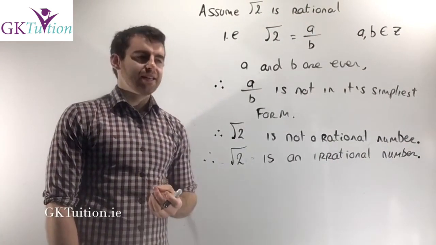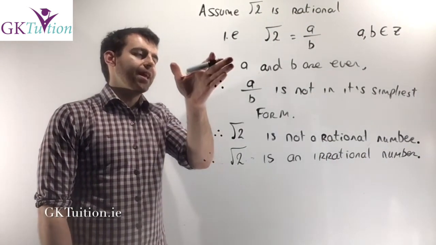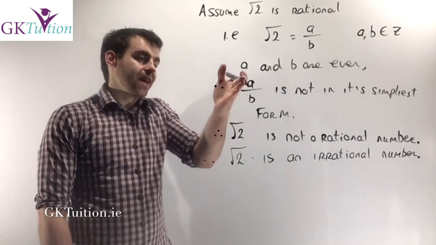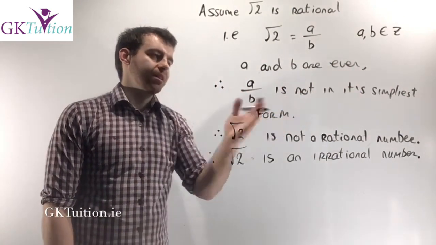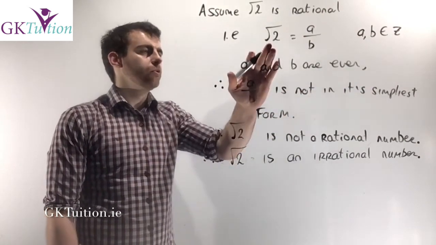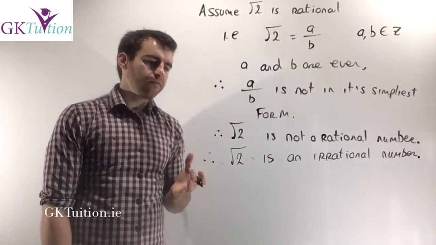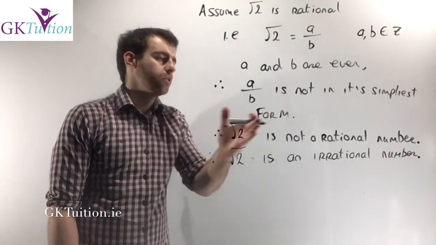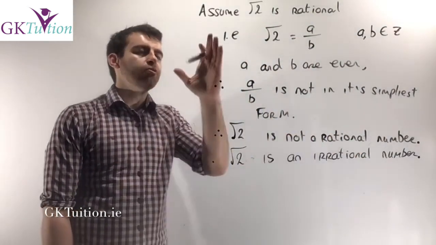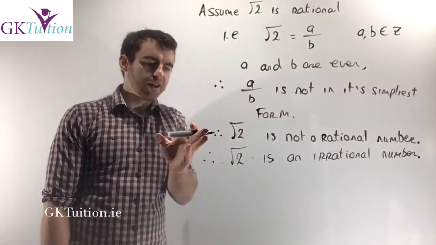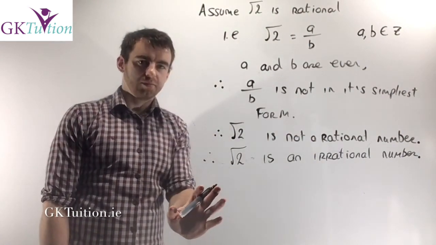So all the maths I did there has proved that a and b are even numbers. So that means that a over b is not in its simplest form. The square root of 2 can't be written as a fraction in its simplest form. So therefore I can conclude that the square root of 2 is not rational. My original assumption was incorrect. If the square root of 2 is not rational, then it must be an irrational number.